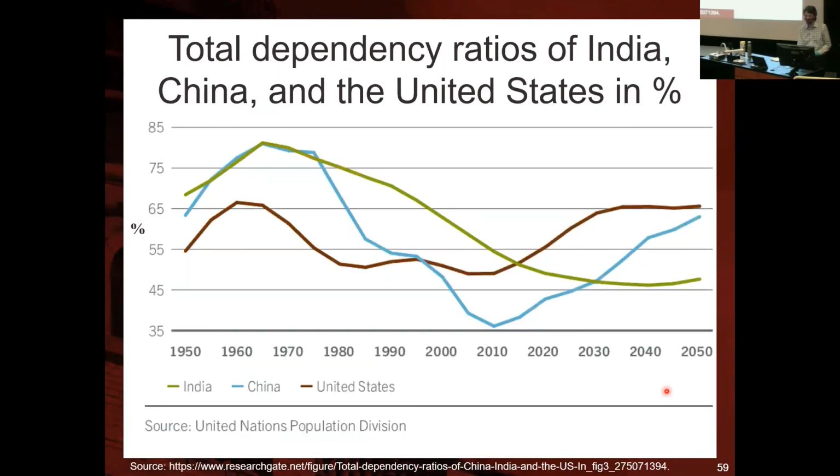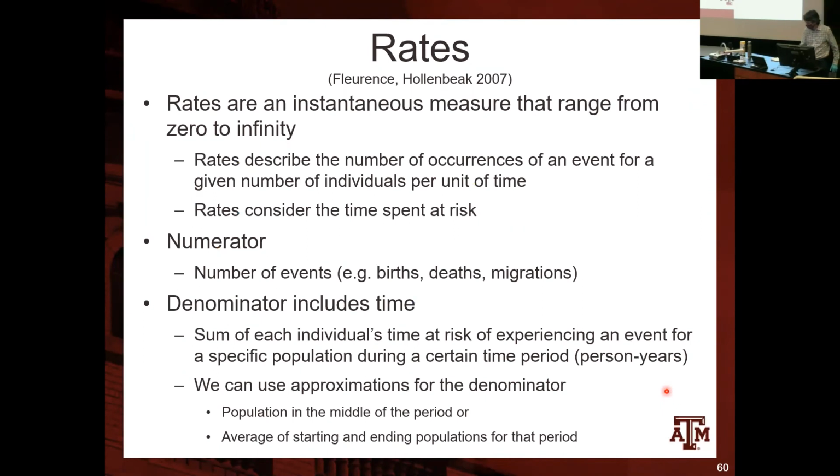Yeah, so those are examples of ratios. Now the examples of rates. I got this from another article, and I put the reference at the end of this lecture. Rates are instantaneous measures that range from 0 to infinity. Rates describe the number of occurrences of an event for a given number of individuals per unit of time.